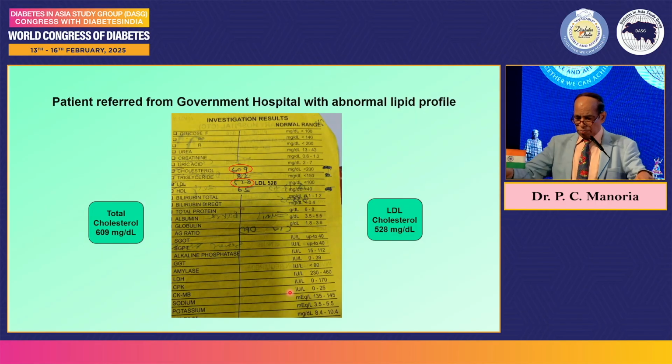Now this is another patient who was referred to us from a government hospital. You can see the total cholesterol is 609 and LDL is 528. The moment your LDL cholesterol is above 500, this is homozygous familial hypercholesterolemia. If it's above 200, this is heterozygous.